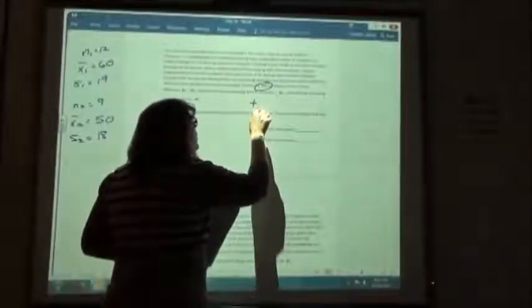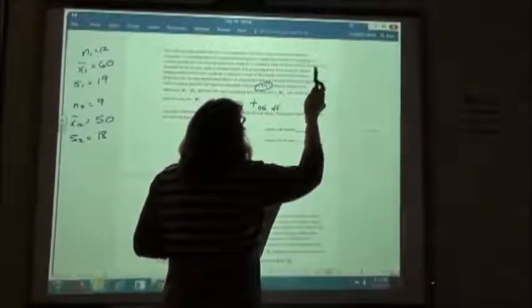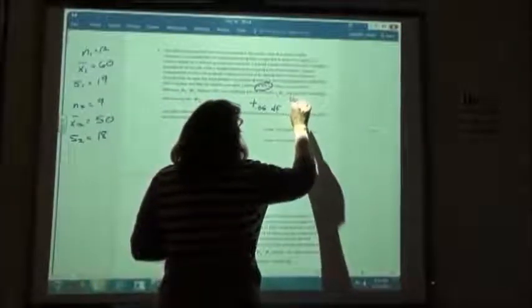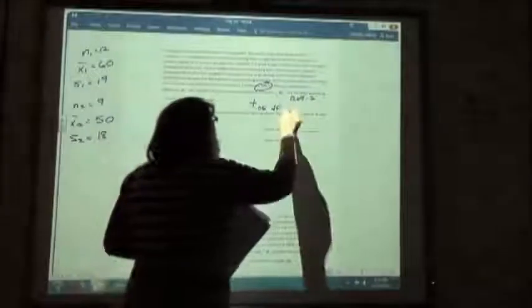And this one again, we're going to use a 90% confidence interval, so we know we're going to do t sub 0.05, right? When we do our degree of freedom, we're going to take N1 plus N2 minus 2. So if I do 12 plus 9 minus 2, my degrees of freedom would be 19.